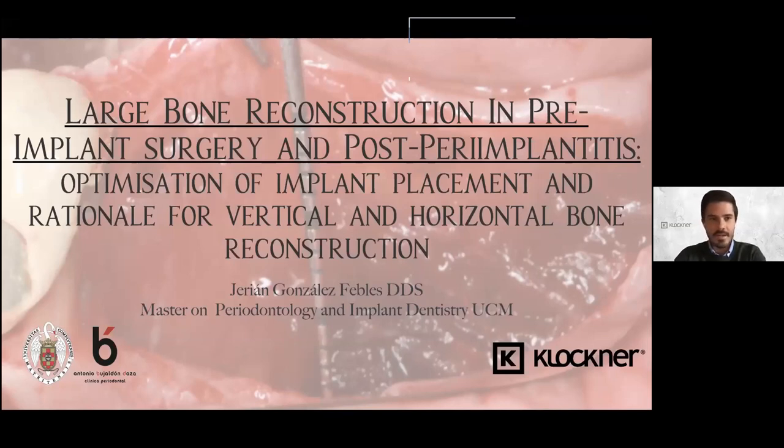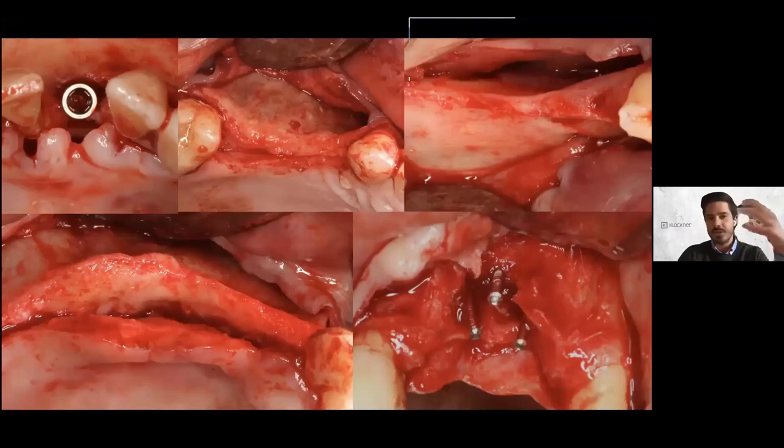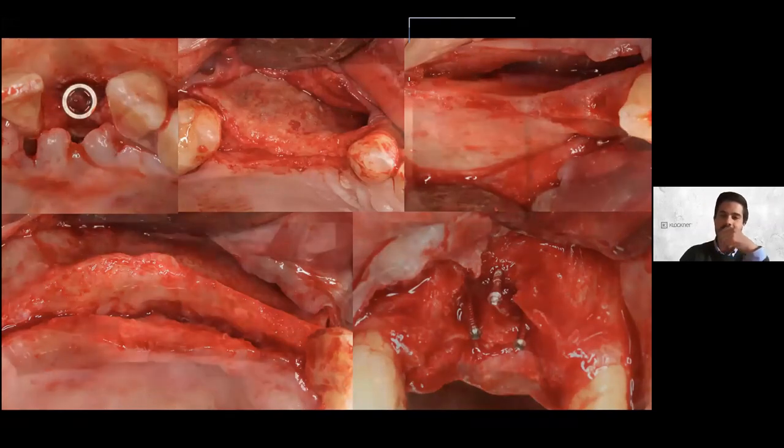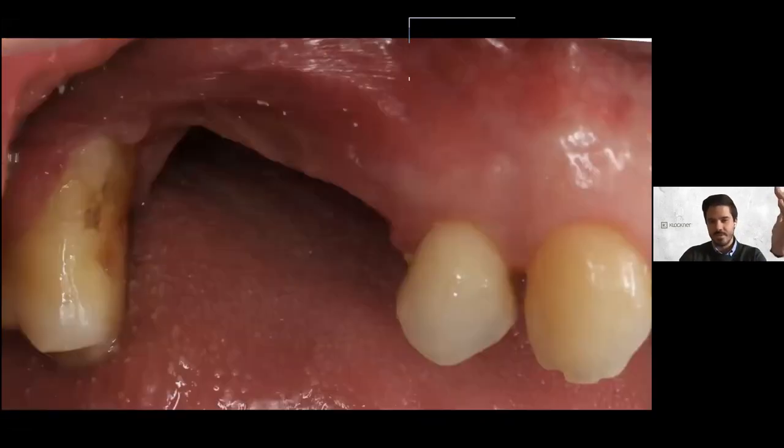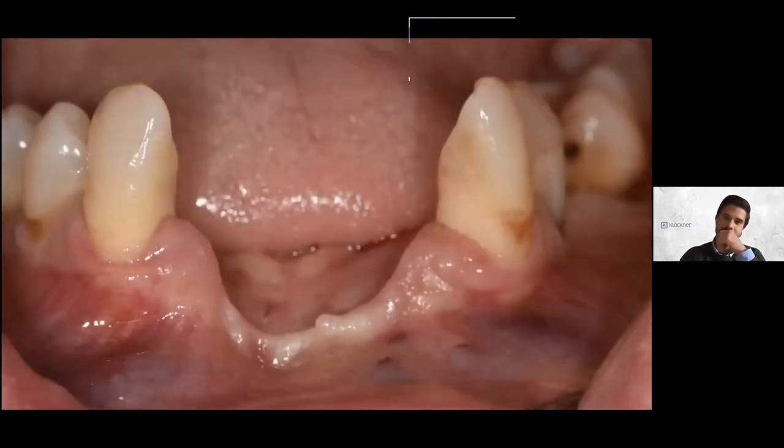And the third part of this evening is talking about large bone reconstruction in pre-implant surgery and post-periimplantitis. In our daily clinic, we quite often have situations that we solve like this. However, nowadays we have really big problems that are coming to our clinics, problems like this situation. Or this situation.